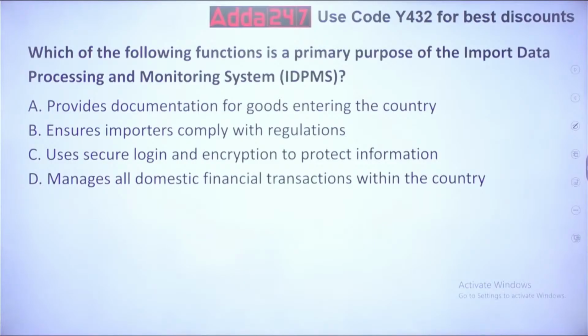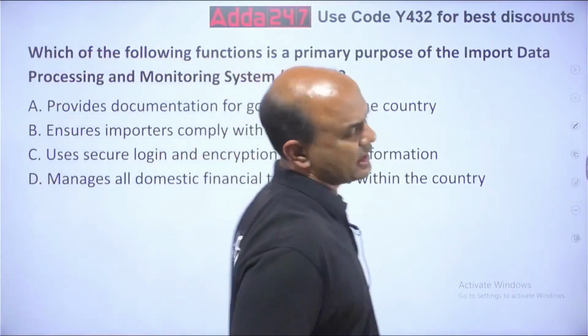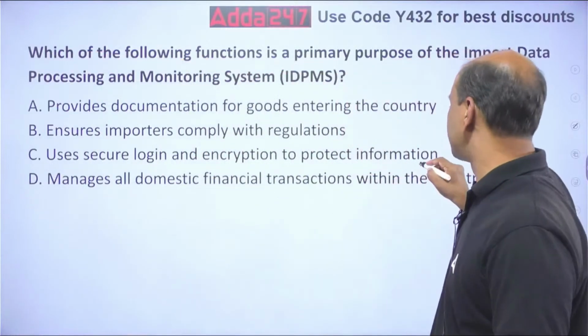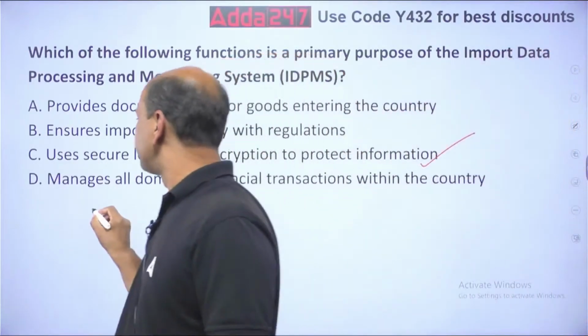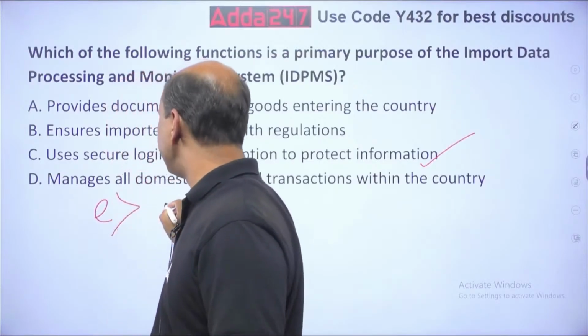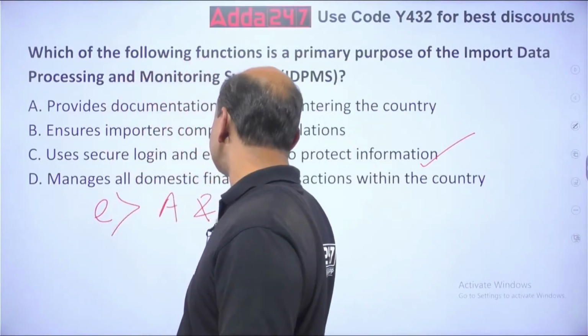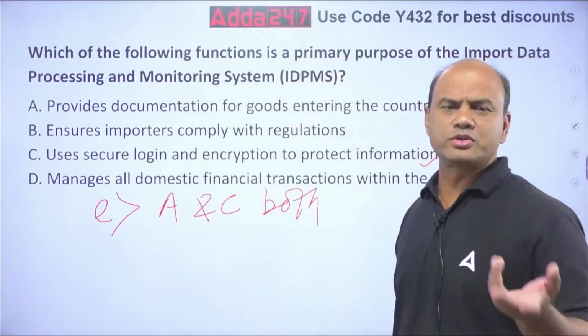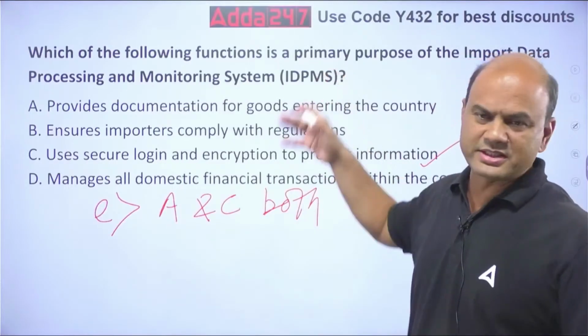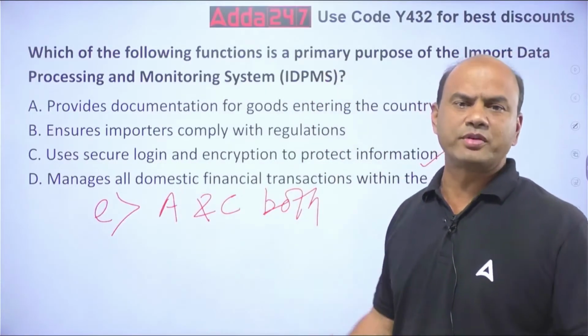The answer will be over here, C. Firstly, C is the correct answer. Secure login, C is correct. But there should be one more option. That option should be E, and that E option is A and C both. Why? Because C is obviously there. Secure login should be there. Otherwise, what's the use of any system if my login is accessible to everyone?